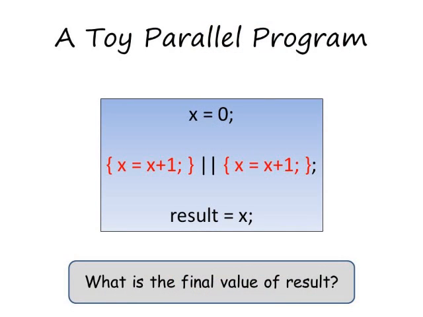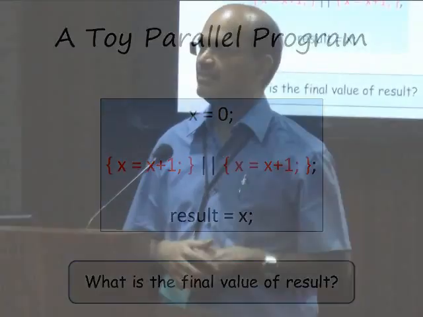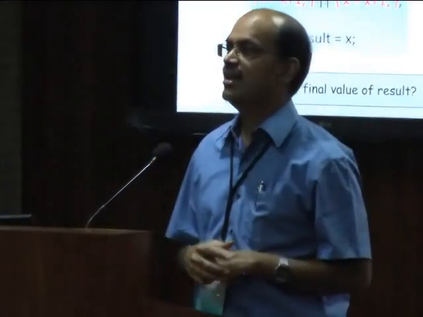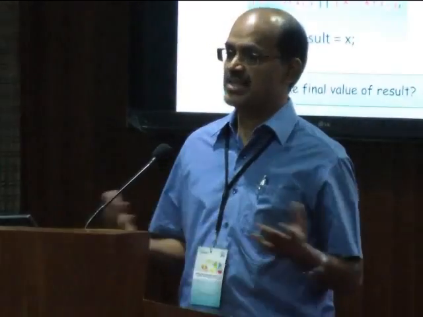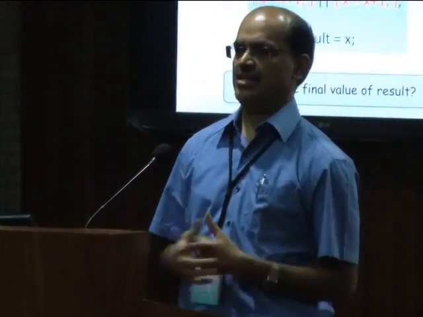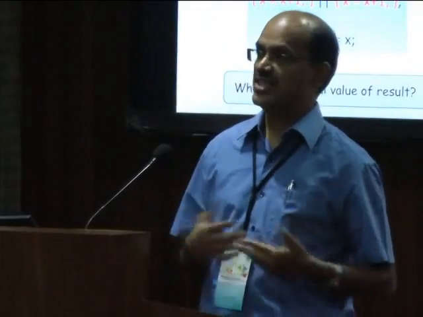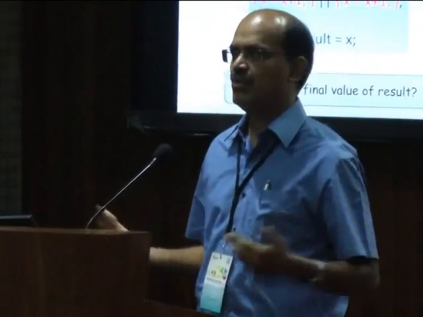Now we get to a slightly more interesting example, which is very similar to the previous one. Here, let's say the program has a variable that is initialized to 0, then you run these two computations in parallel, each of which increments x by 1, and finally you look at the final value of x. So what's the final value of result going to be?